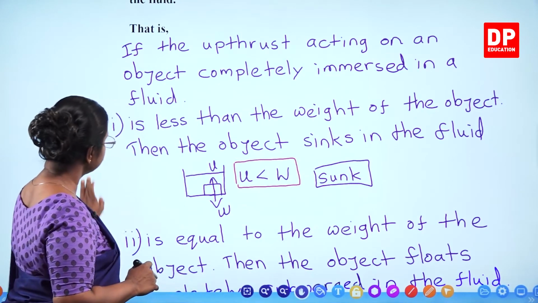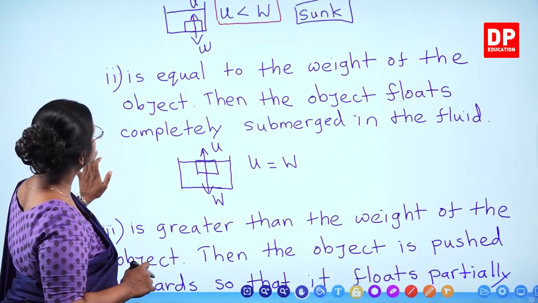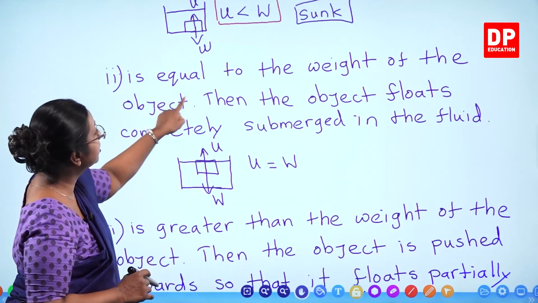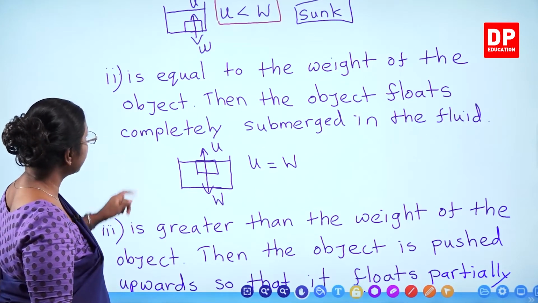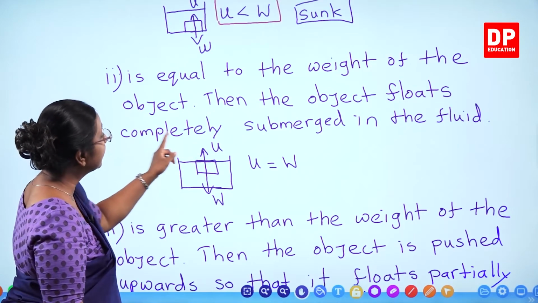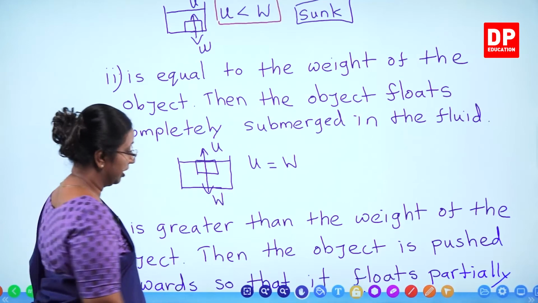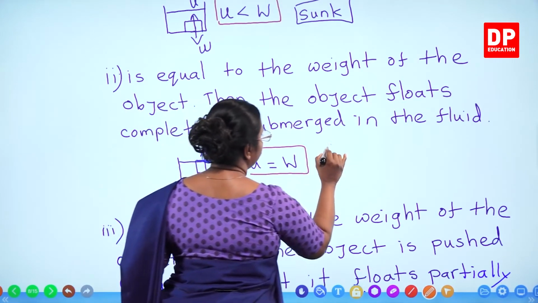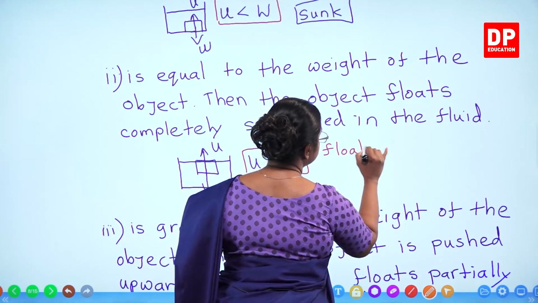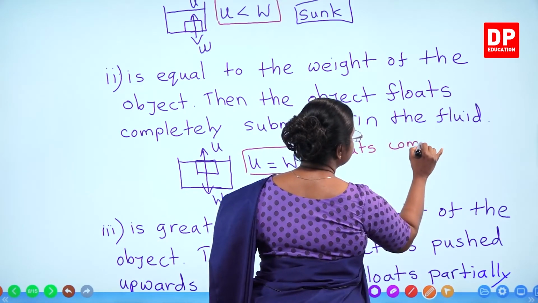Then what happens? We have an instance where the weight is equal to the upthrust. Upthrust is equal to the weight of the object. Then the object floats completely submerged in the fluid. So here it is like this. Floats completely submerged.